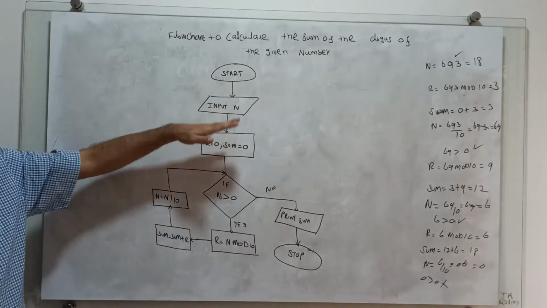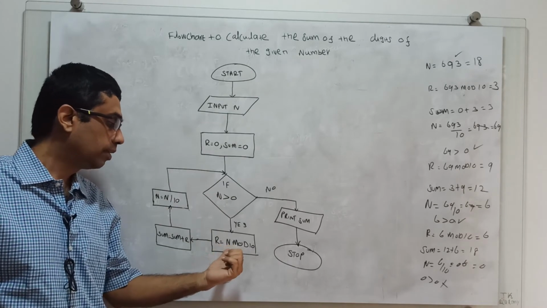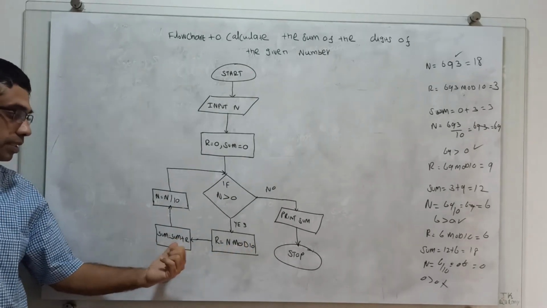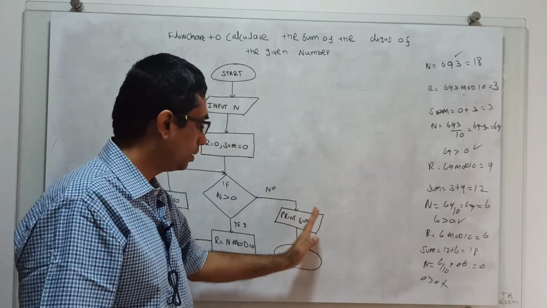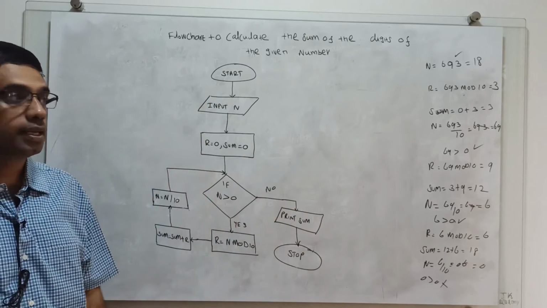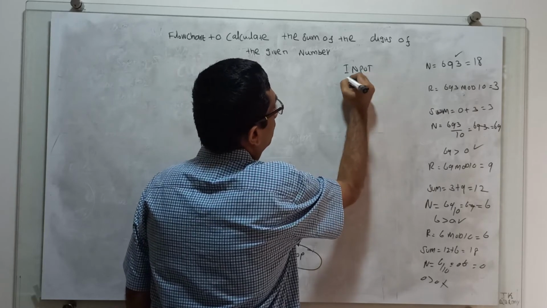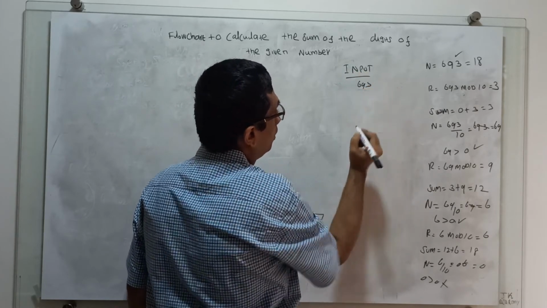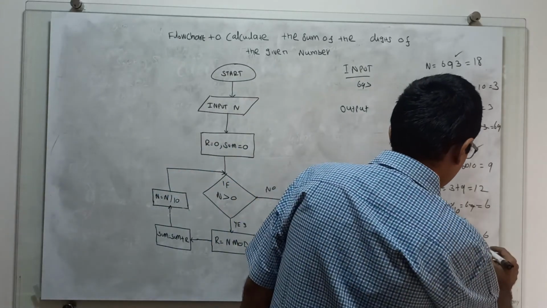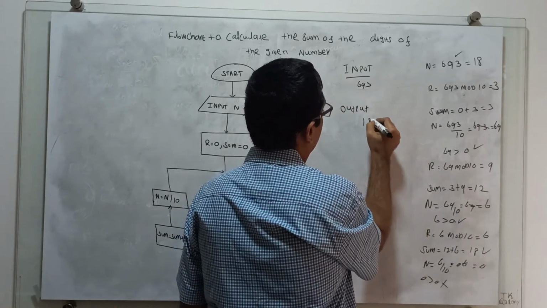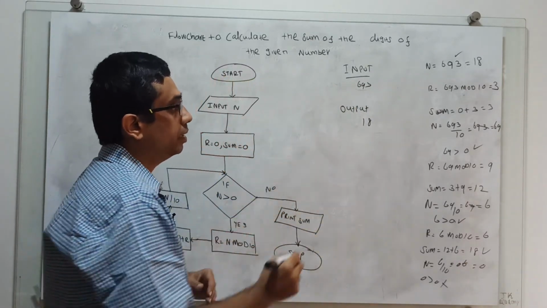After my input, setting the remainder and sum equal to 0, I am checking n greater than 0, remainder equal to n mod 10, sum equal to sum plus r, n equal to n by 10. It will go on until n is no longer greater than 0. After that, the value will get calculated. I will get the sum of the digits as an output. So my sample input is 693. My output is 18. That means 6 plus 9 is 15, 15 plus 3 equals 18. So 18 is my output.